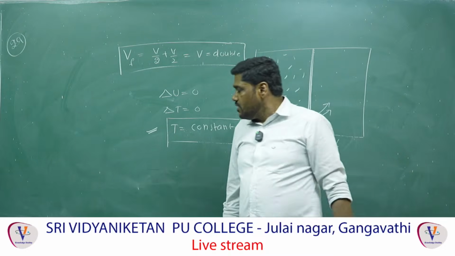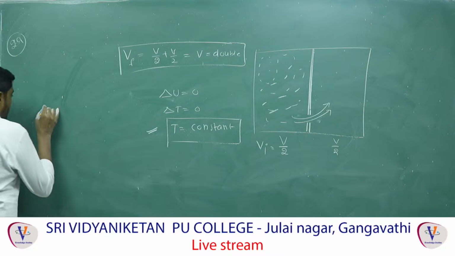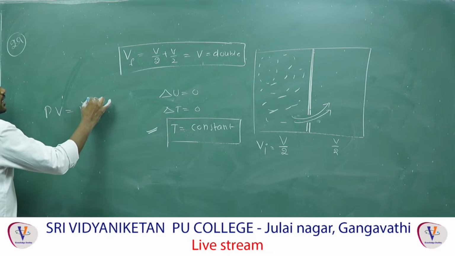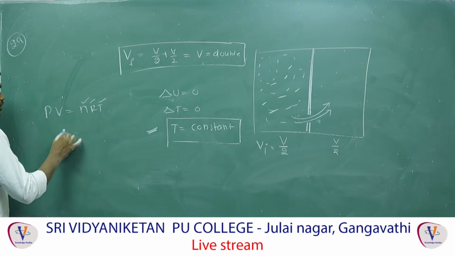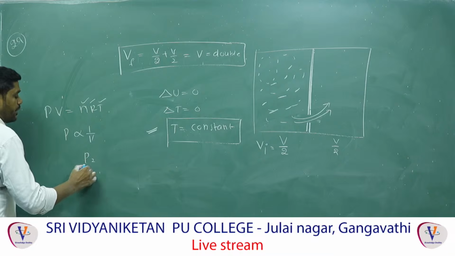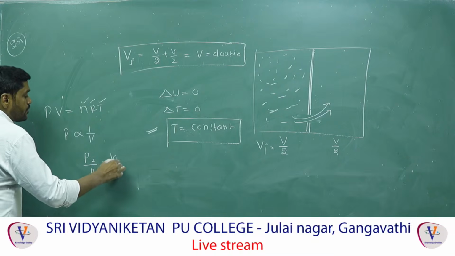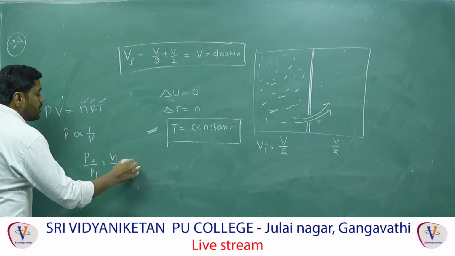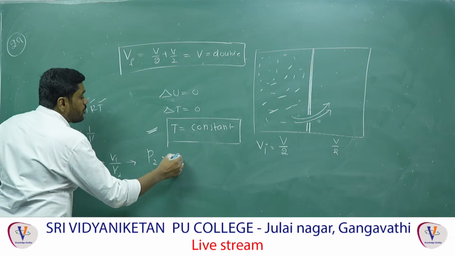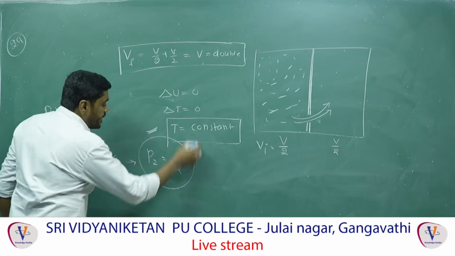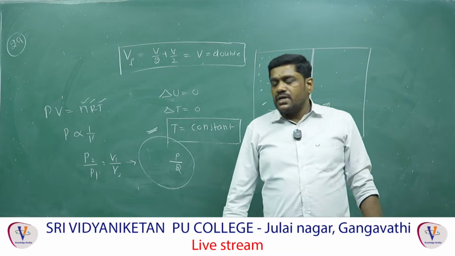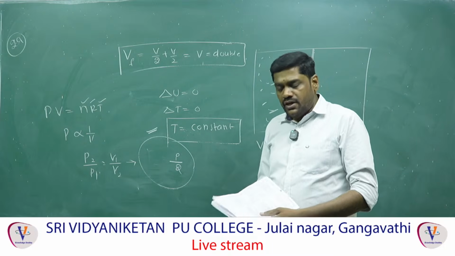What about the pressure? From the ideal gas equation, PV is equal to nRT. So n is constant, R is constant, temperature is constant. Therefore P is inversely proportional to volume. Therefore P2 by P1 is equal to V1 by V2. As it is inversely proportional, P2 is equal to P by 2 you will get, because when the volume becomes double, the pressure becomes half.